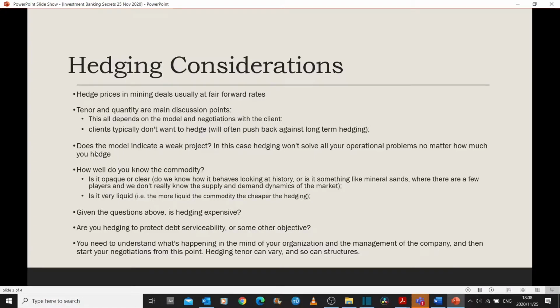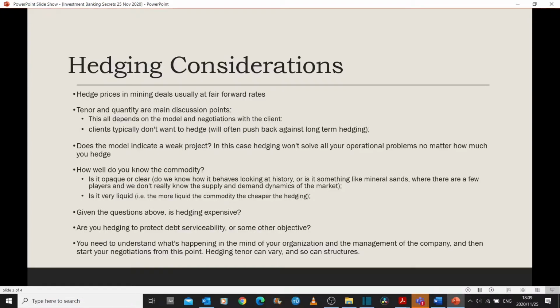Another question I'd get him to ask, whether he's going to ask his boss or his colleagues who are working on the same deal, is: does the model indicate a weak project? In this case, hedging won't solve all of your operational problems, no matter how much you hedge. If the project is barely making it, and you say to yourself, okay, now gold is at $1,800 an ounce, we should hedge now because this is a very high cost producer, well, that's risky. There could be other things tripping up that project. I would not rely on a hedge and hedge 100% of production if there are other fatal flaws in the project. You're going to run into a lot of problems down the line. If you're a high cost producer, maybe you should seek some operational cost efficiencies instead and focus your attention there. What are the fatal flaws of the model? You can't hedge away your problems, in other words.